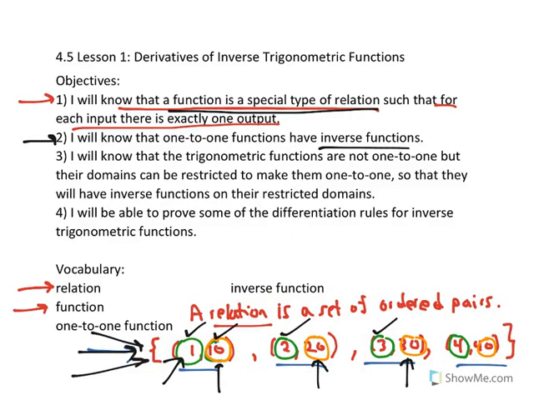So that is to help you understand that one-to-one functions will have inverse functions. However, if a function is not one-to-one, you can restrict the domain of the function to make it one-to-one on the restricted domain so that on the restricted domain it will have an inverse function. So objective 3, you will know that the trigonometric functions are not one-to-one. However, their domains can be restricted to make them one-to-one so that they will have inverse functions on their restricted domains. So let's take a look at some examples.